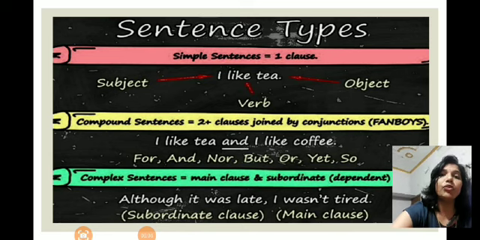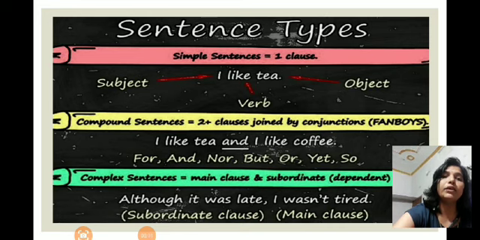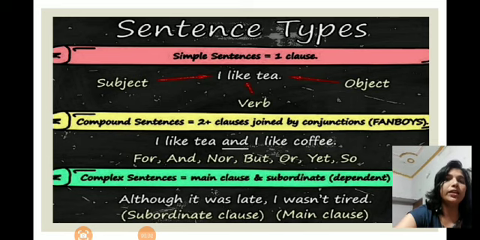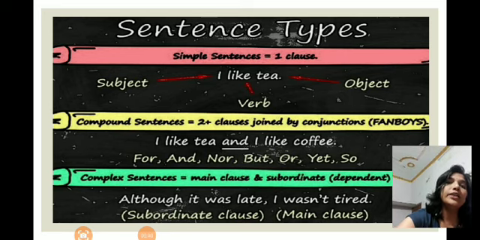Next one is the complex sentence. In a complex sentence you will find one main clause, and another one will be the dependent clause. Another clause will depend on the first main clause. For example, 'Although it was late, I wasn't tired.' 'It was late' is related to the main clause; without one another it is not making sense. So 'I wasn't tired' is the main clause, and with the help of 'although' they are adding this main clause to another subordinate clause.